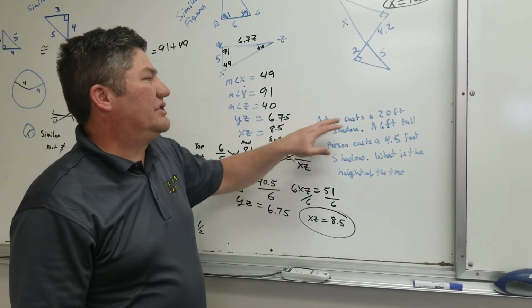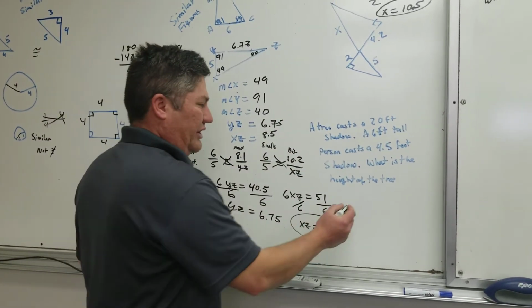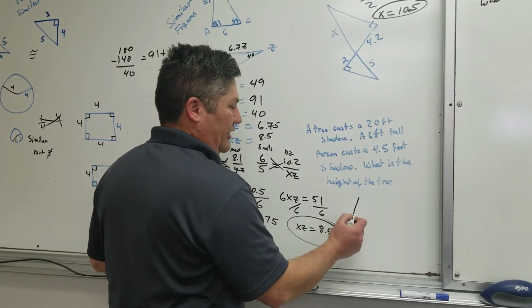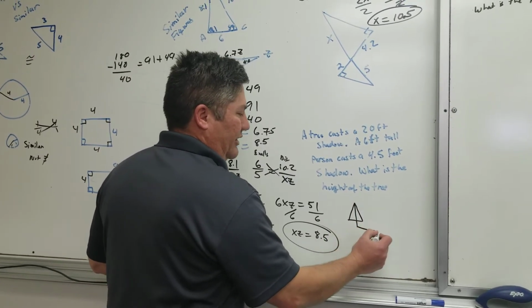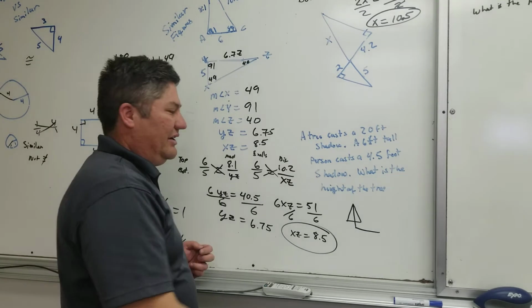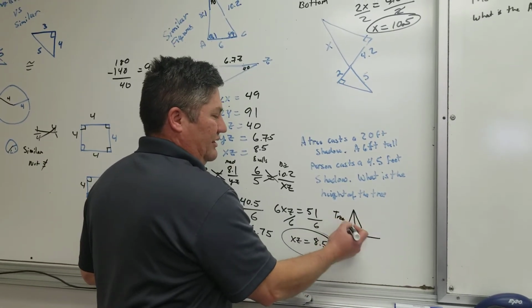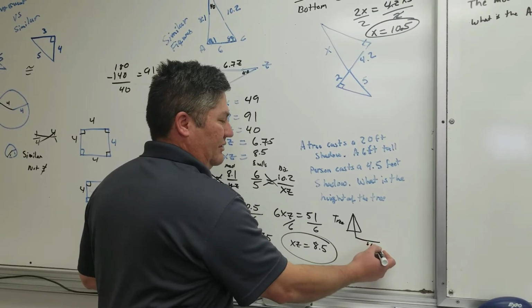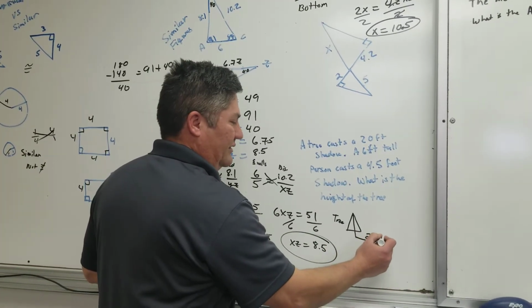We have a tree. It's going to cast a 20-foot shadow. So the shadow of the tree, so here's the tree. I'm really good at drawing trees. I'm an excellent tree drawer. So there we go. Okay, so there's the tree. Here's the shadow of the tree down here. So this is tree. Here's shadow. Okay, the shadow of the tree, it tells me, is 20 feet.